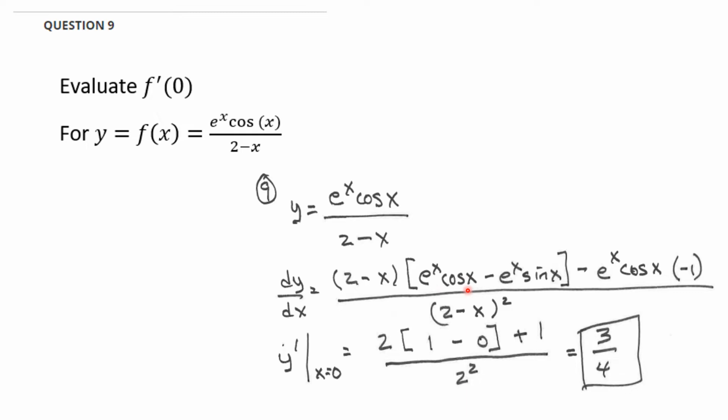And then it is plus the first times the derivative of the second, but the derivative of the second is minus sine x. So this term becomes minus e to the x sine x. But then, so this is the denominator times derivative of the numerator minus, this is the numerator, times the derivative of the denominator, which is minus 1, all over the denominator whole squared. We plug in x equals 0, and we get 2. This is going to be 1 minus 0, so that is just 2. This is a minus 1, and so that's going to be plus 1, making that 3 over 4.